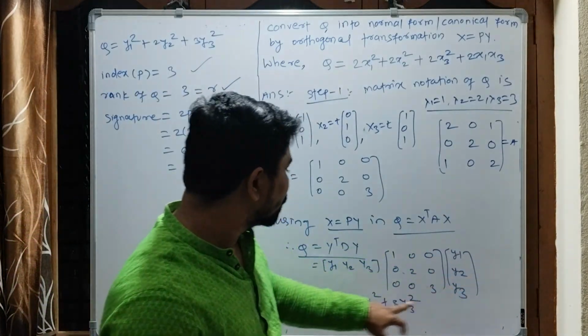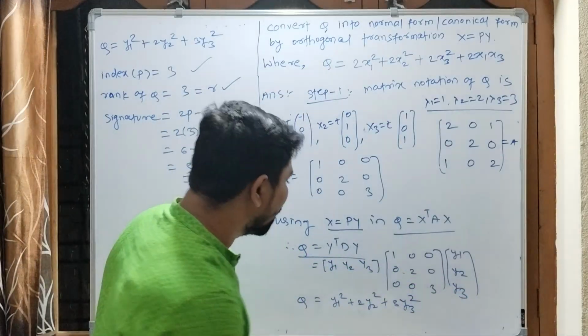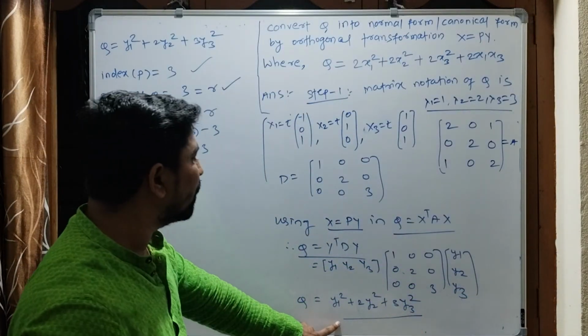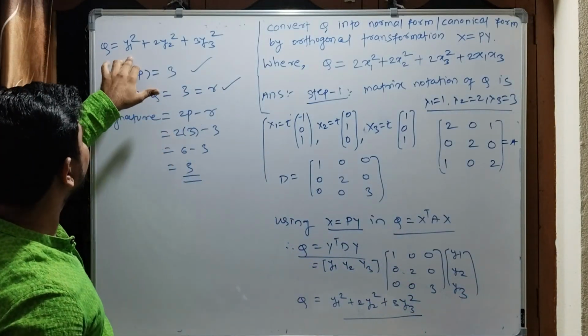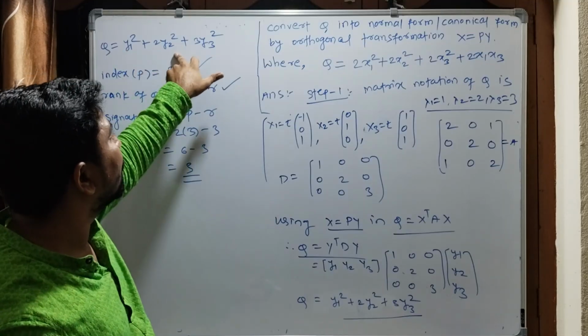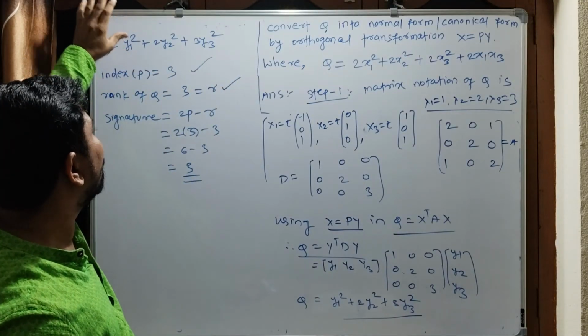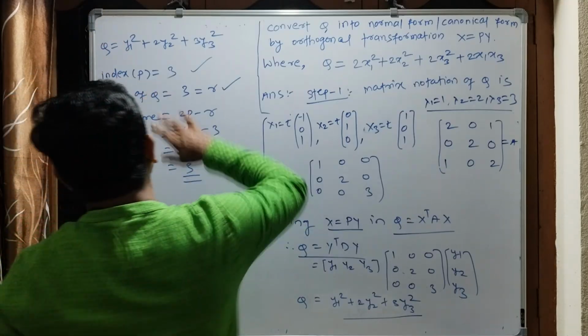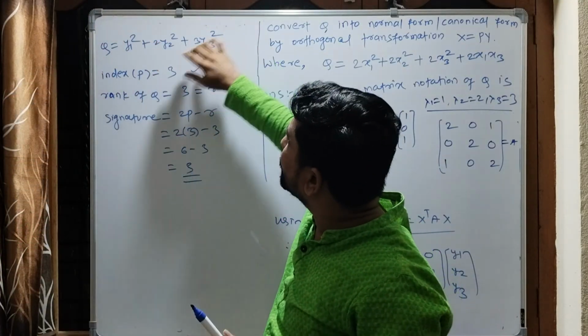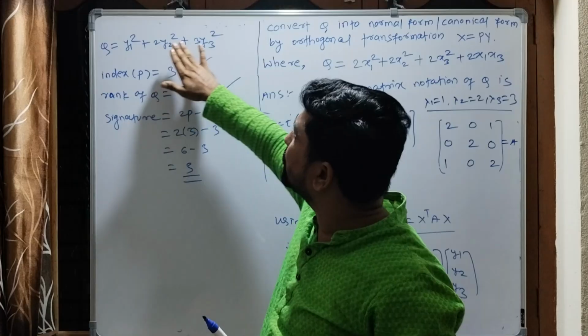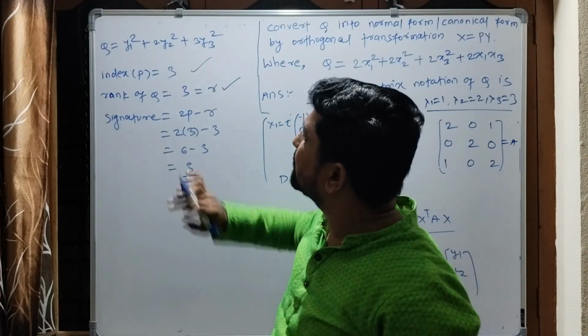Now just multiply these three matrices. You will get this form. So this is the normal form. And this is the first term of my normal form, then the second term, third term. The normal form is also called the square form. Here the index of the normal form is the number of positive terms. So the first term is positive, second term positive, third term positive. That's why the index is 3.